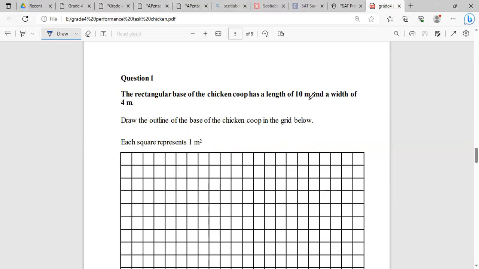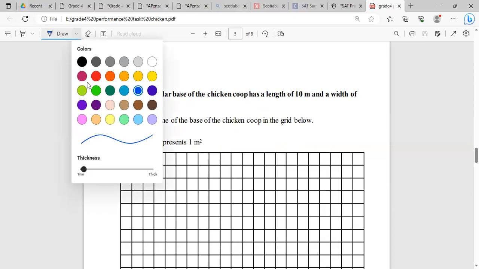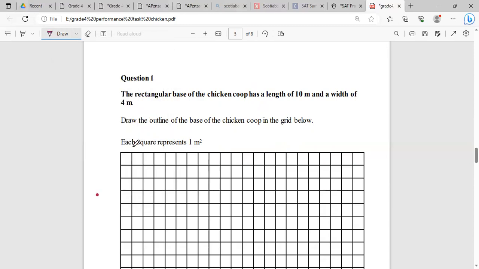All right, so the first task is: the rectangular base of the chicken coop has a length of 10 meters and a width of 4 meters. So that's the first task that we're to do. Let us use a different color and do that. It says each square represents 1 meter square, so it's a 1 by 1, so each side is 1.